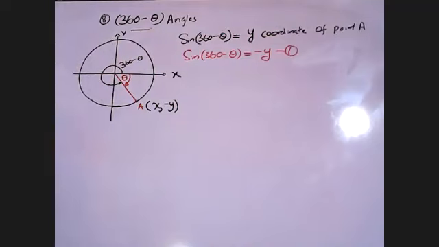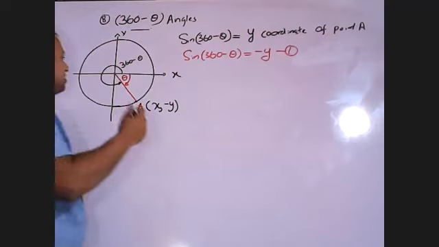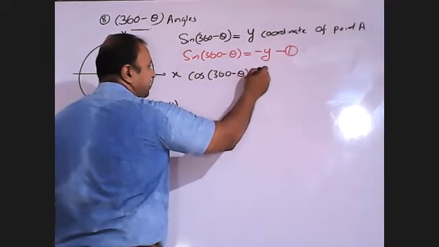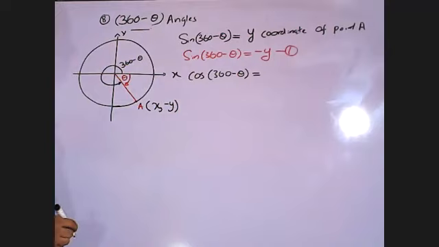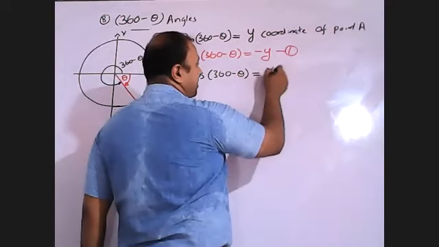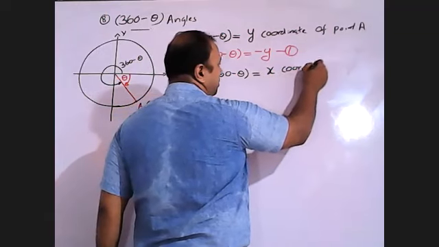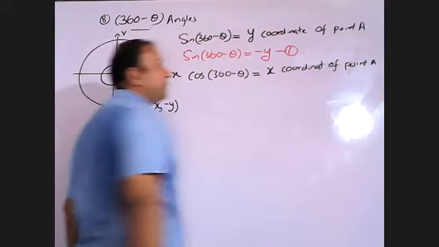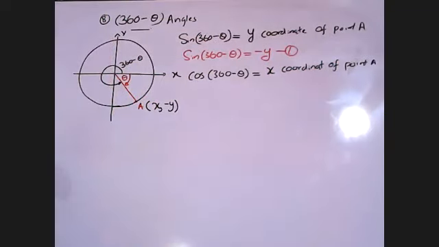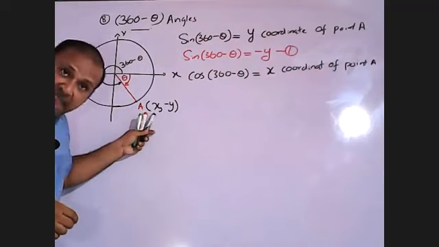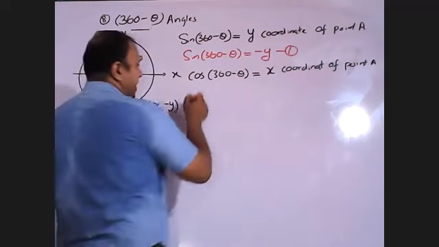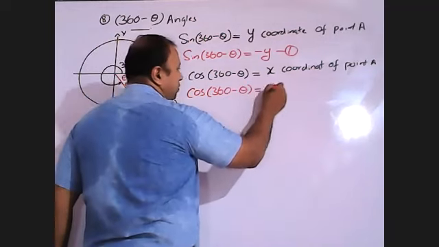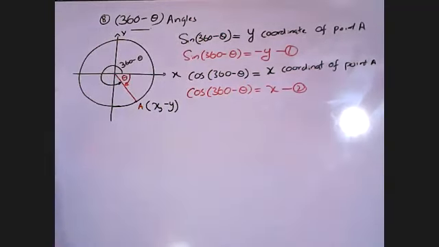Then I can write an expression for cos 360 minus theta. Cos 360 minus theta is equal to the x coordinate of point A. The x coordinate of point A is equal to x. Therefore, I can write it as cos 360 minus theta is equal to x. Put it as 2. Okay.